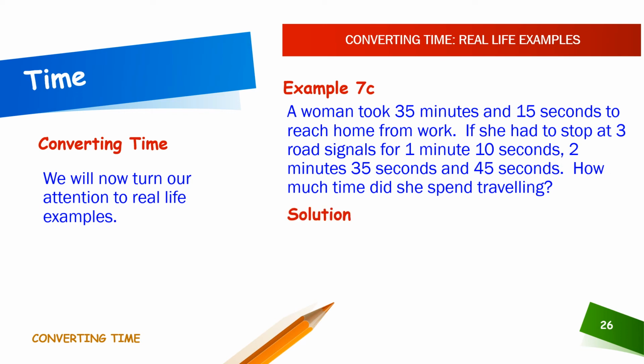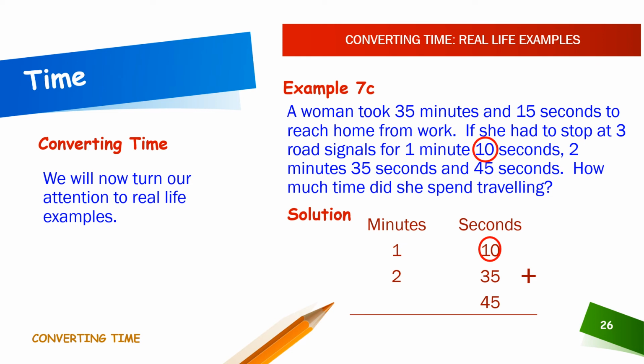So let's solve this. We're going to again set up a table as we did previously. Here we're going to record the total stopping time at signals. So at the first signal, she stopped for 1 minute and 10 seconds. At the second signal, she stopped for 2 minutes and 35 seconds. And at the third signal, she stopped for 45 seconds. We're now going to add these waiting times up in order to find the total waiting time or stopping time.